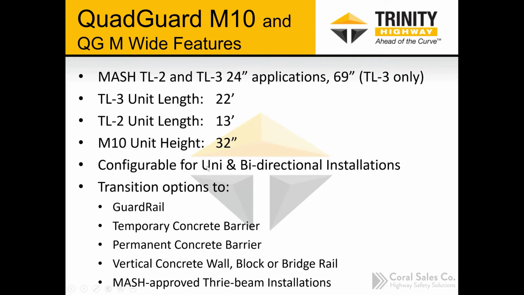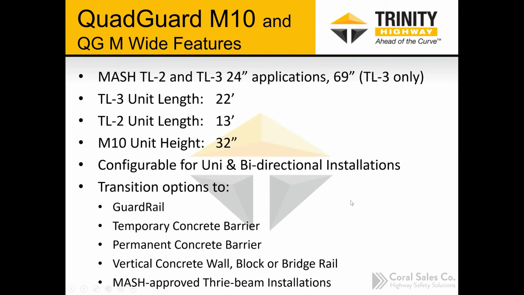These are configurable for unidirectional applications like a gore area, or bidirectional applications like a median area, or a 2-lane, 2-way highway, where typically you'll see these on bridge ends, and you'll have two-way traffic so that the backside is exposed to traffic as well. And that's when you need a transition.